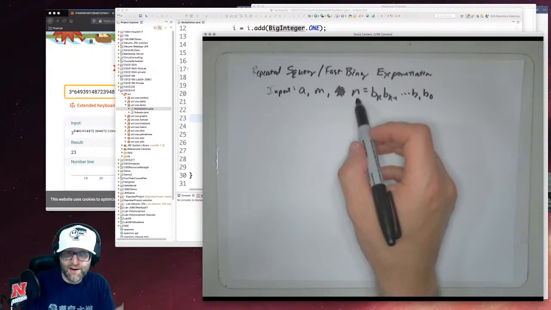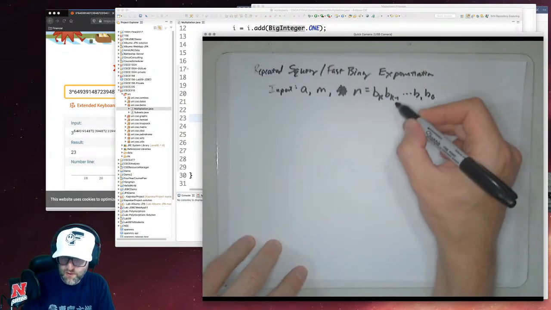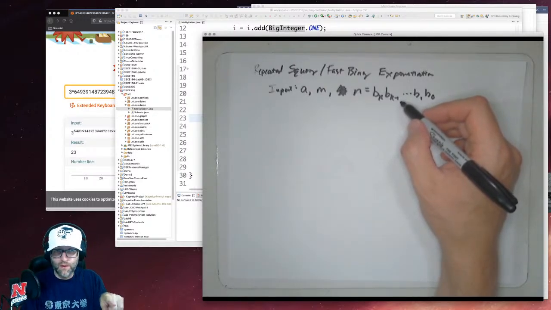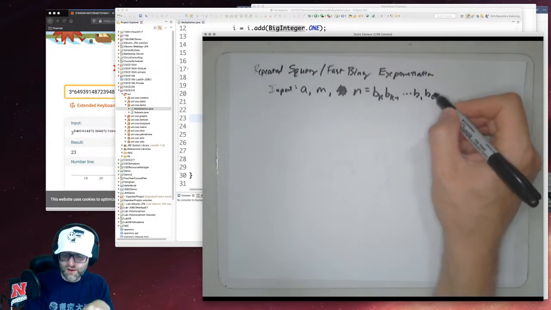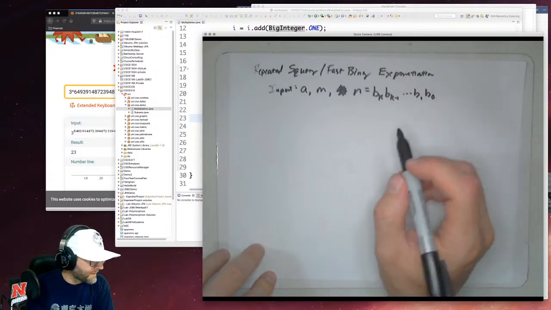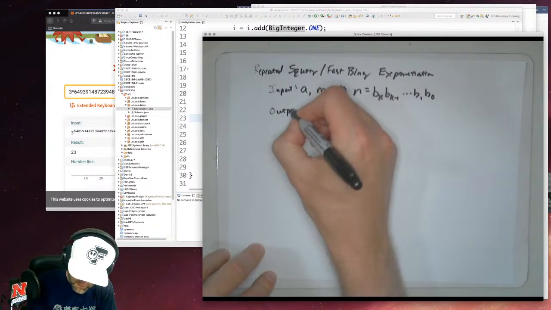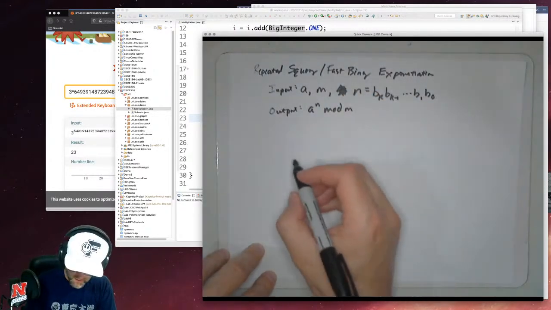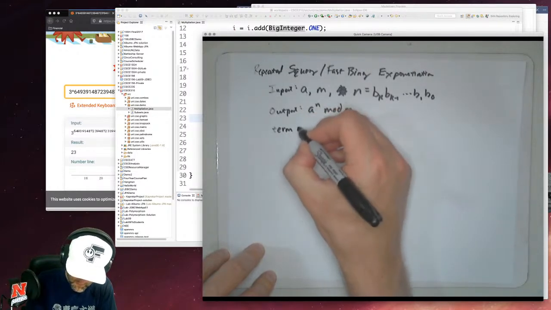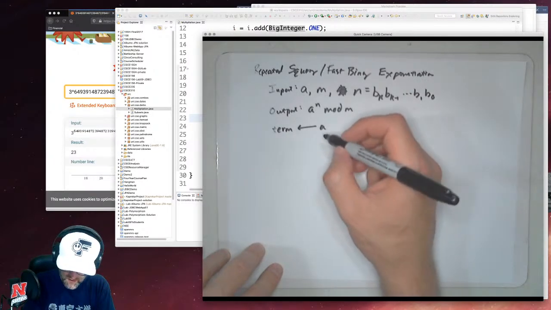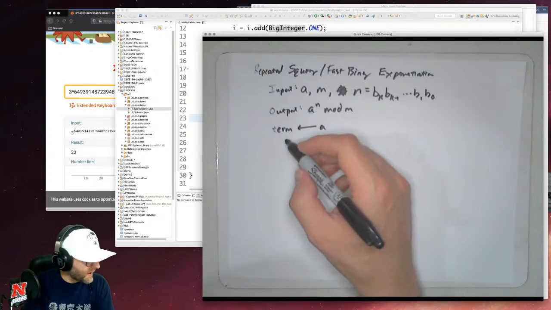Of course, you don't have to have an explicit binary representation. What we're going to be doing is simply looking at each one of these bits. So you can do bit twiddling, where you are shifting these down and then only taking the lowest order bit in order to get b sub 0, b sub 1, etc. Our output here is going to be a to the n mod m. So here's my term, and I'll initialize it to a, and that's the thing that I'm going to be squaring every single time. And then of course I'll have a result.